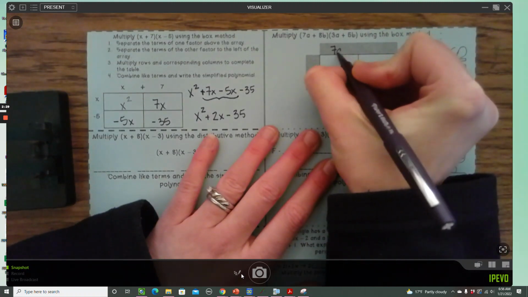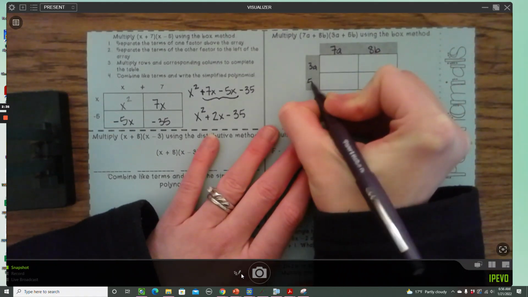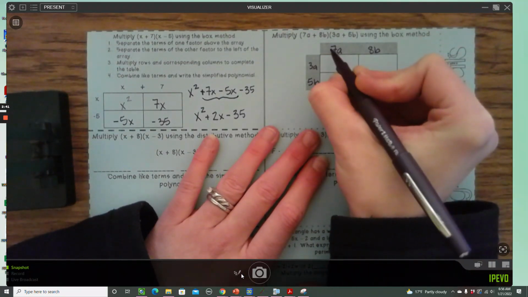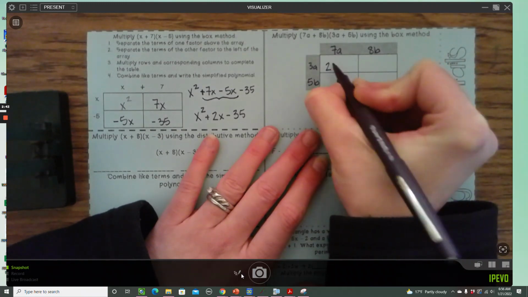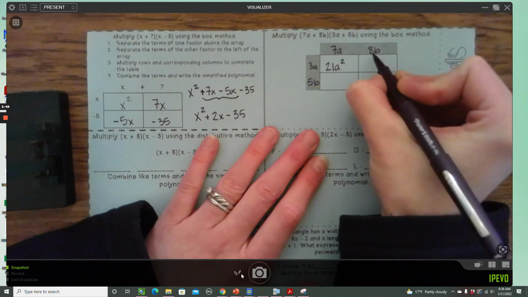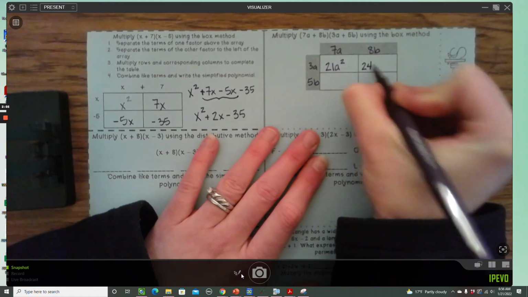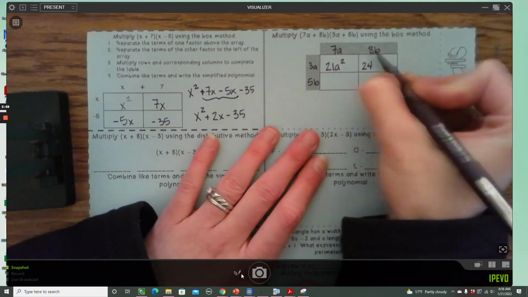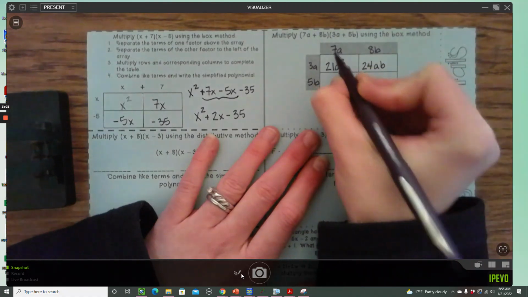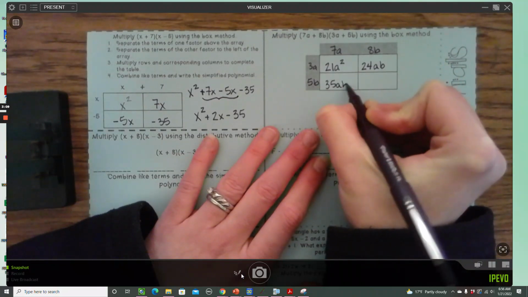So I'm going to do 7a plus 8b on top, and then 3a plus 5b on the bottom. Okay, 7a times 3a. So I do the coefficients first. 7 times 3 is 21. A times a is a squared. All right, 8b and 3a. So again, coefficients. 8 times 3 is 24. And then b times a, or a times b, is just ab. We just tack those numbers on to the end. 7a times 5b. 7 times 5 is 35. A times b is just ab.